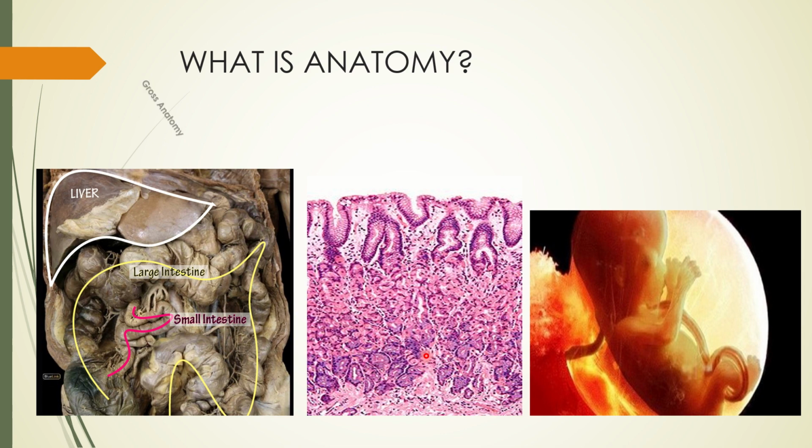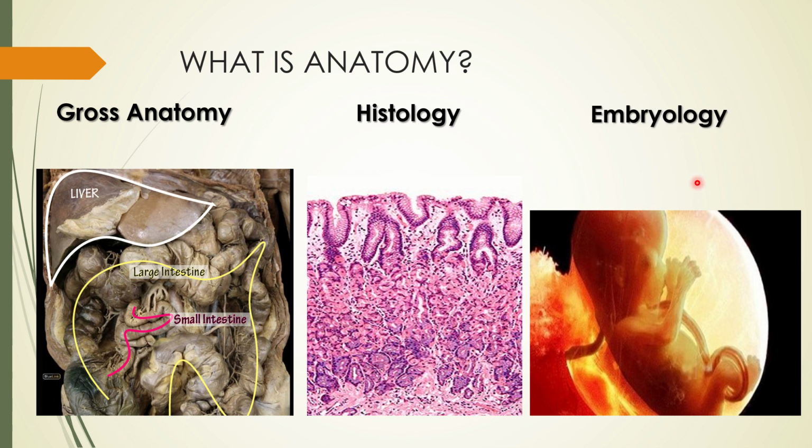Now, this picture describes the gross anatomy. We can see the gross appearance of the liver, the large intestine, the small intestine, etc. The whole abdomen can be seen in this picture of gross anatomy. Histology, as we can see, is dealing with the tissue structure. The tissue can be seen as an arrangement of cells, the nucleus and cytoplasm, the layers of cells, etc. And embryology is dealing with the developmental aspects of the body, the growth and differentiation.